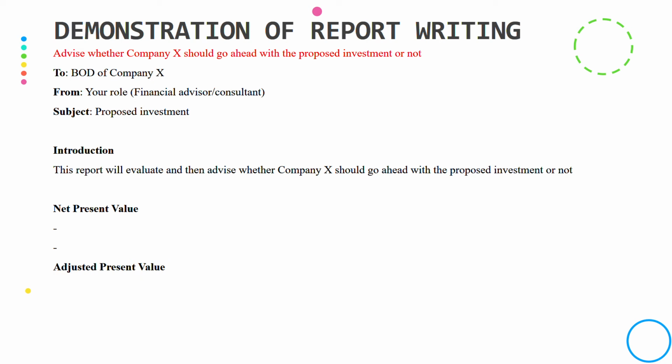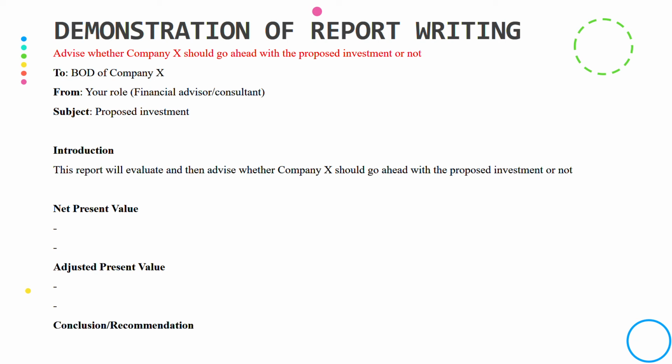Coming to adjusted present value, maybe you have adjusted present value also to do in that question. So this is your second subheading. In that you have first paragraph, second paragraph. You can have any number of paragraphs. It's not fixed that you only have to write 2 paragraphs per point or 3. No.